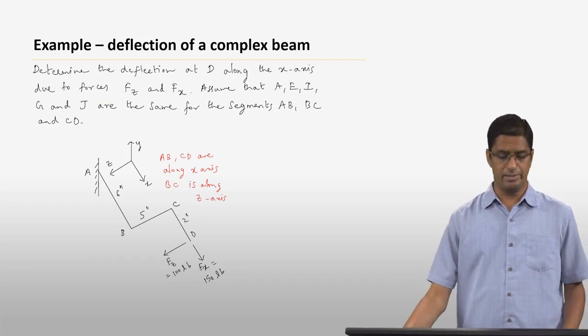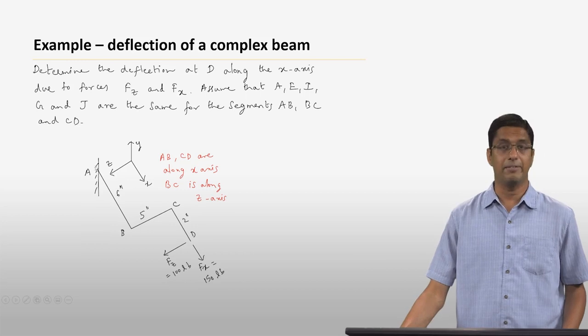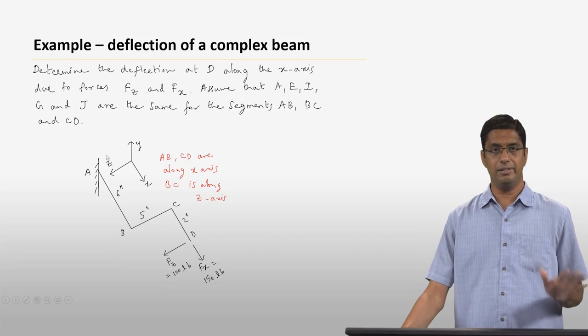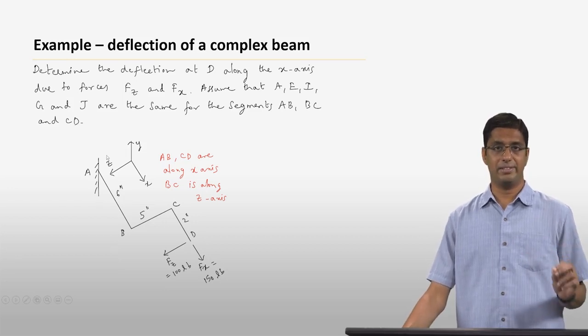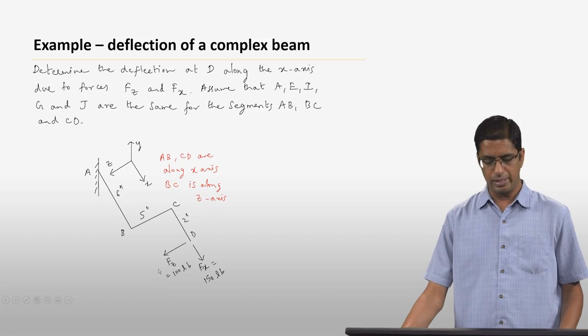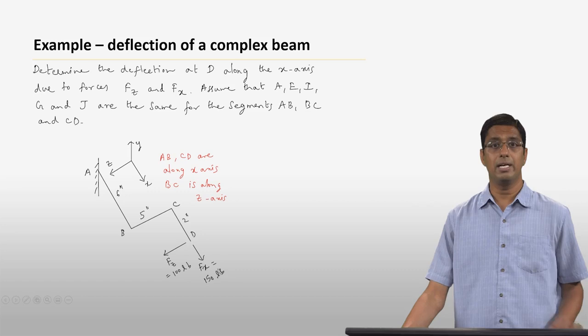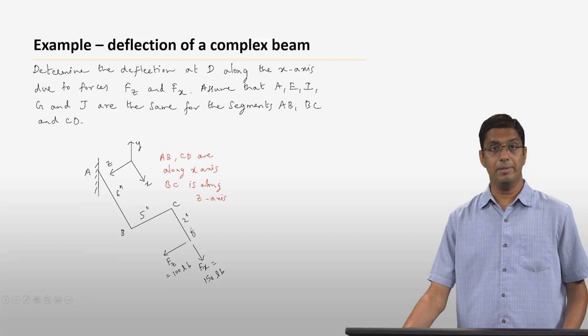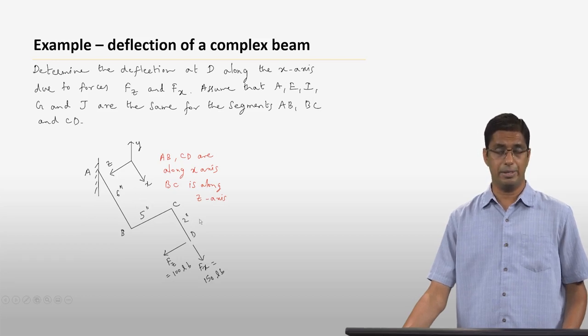Okay. So here is the structure. I want to go through this a little bit carefully. Essentially, the structure lies in the XZ plane. Segment AB and segment CD are parallel to the x-axis, and the segment BC is parallel to the z-axis. So this entire structure is lying in the XZ plane, and you have two forces, Fz and Fx, equal to 100 pounds and 150 pounds, acting at point D. The lengths of each of these segments is given. It is 6 inches, 5 inches, and 2 inches.